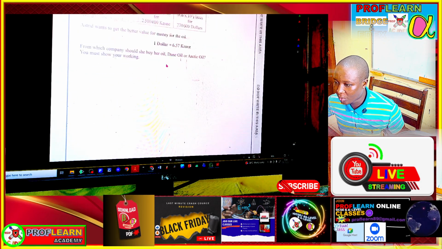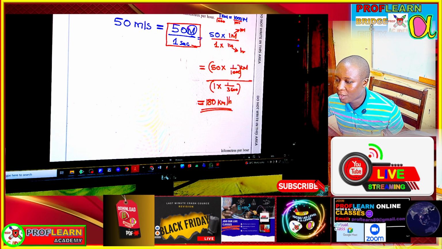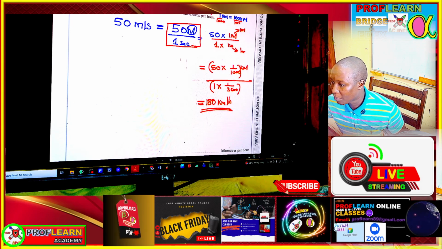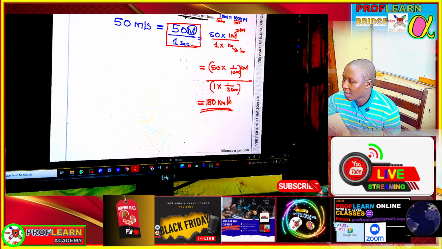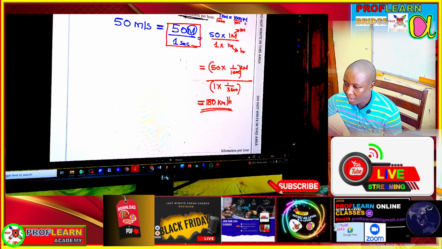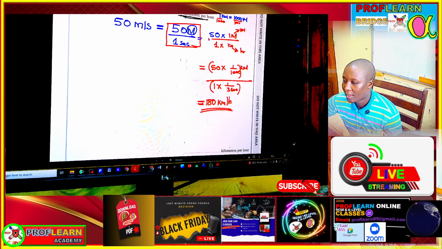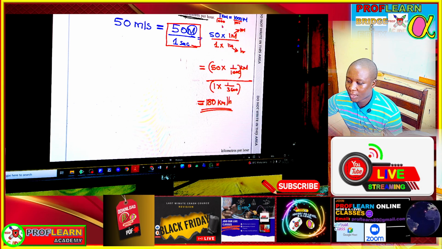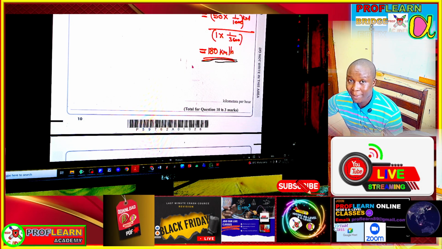Another area that was also tested and most students cried is conversion of 50 meters per second to kilometers per hour. Some students cried when they saw that particular question because they could not convert it. Something that the candidates were supposed to remember here is that 1 kilometer is equal to 1,000 meters. Then 50 meters per second can be written as 50 meters over 1 second, and we need to convert 1 meter to kilometers, which is 1 over 1,000. If you work it out, you are to get 180 kilometers per hour.